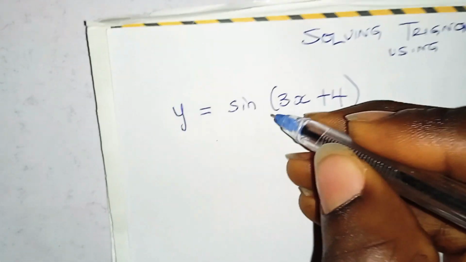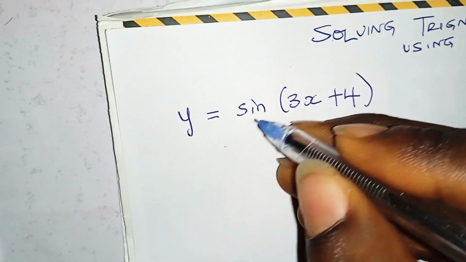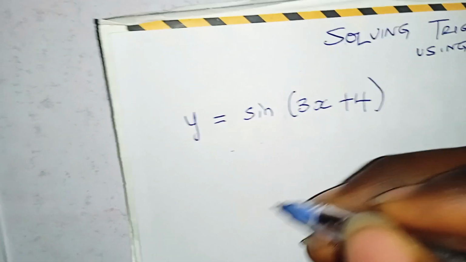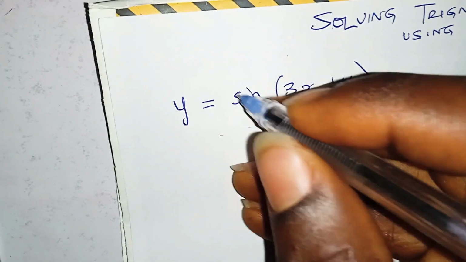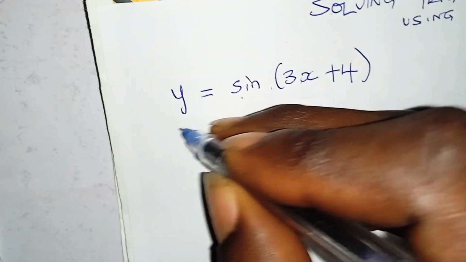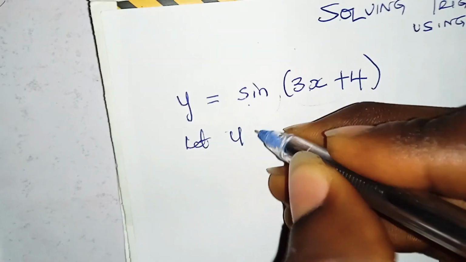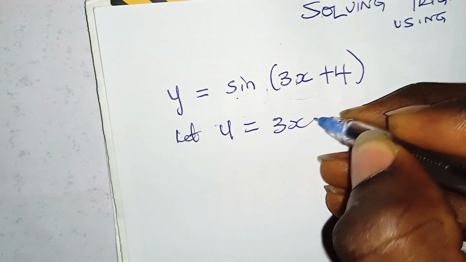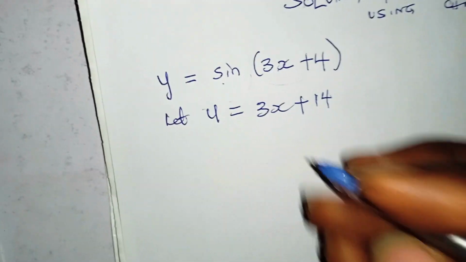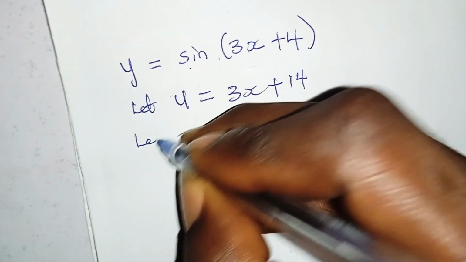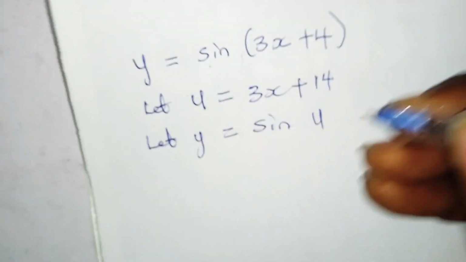Now notice that this is a function of a function. We use the chain rule because I can see sine, the outer one, can see the inside one. I told you that whenever you have a composite function, a function of a function, what you use is the chain rule. So I'll say let u be everything inside, 3x plus 4. Now let y be sine u.